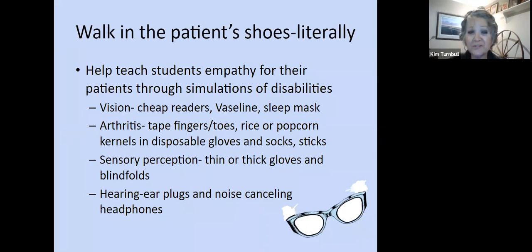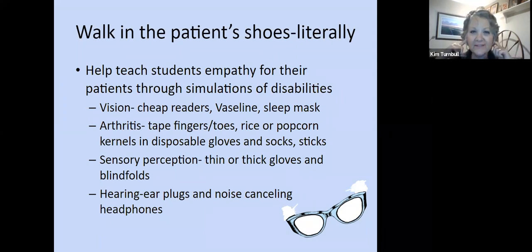Vision: cheap readers, Vaseline on their glasses, sleep masks. For arthritis, you've got tape fingers, rice or popcorn kernels, and disposable gloves in your socks, just to feel how those maybe neuromas might feel. And it is real, I'm telling you. Sensory perception: thick gloves, blindfolds when they're picking up small items, just for fun.